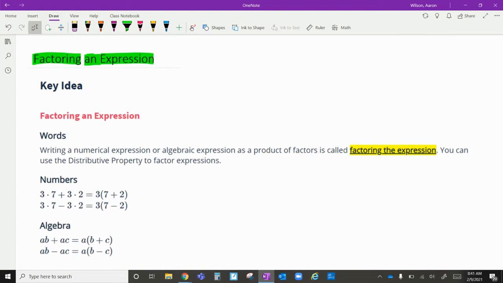It reads, writing a numerical expression or algebraic expression as a product of factors is called factoring the expression. You can use the distributive property to factor expressions. So the way I picture this, it's kind of like the opposite of the distributive property.